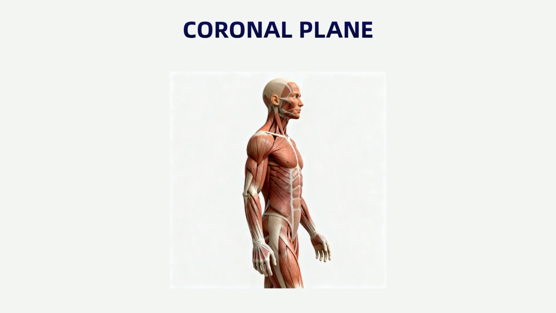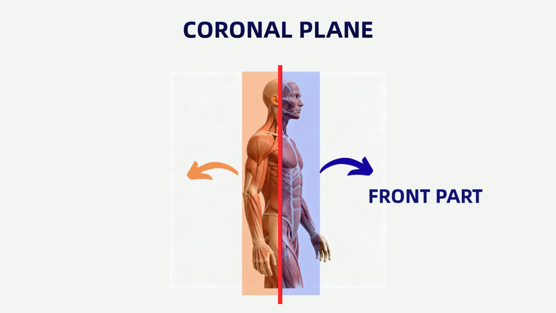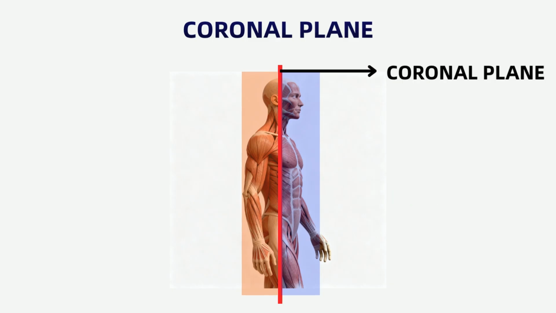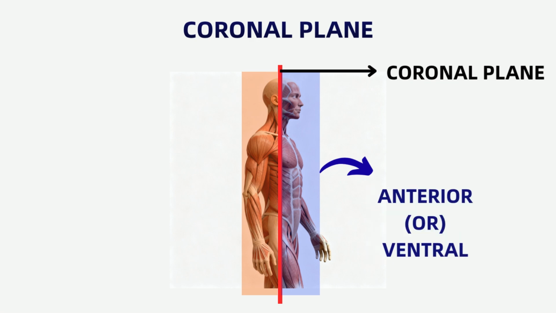Now let's talk about coronal plane. Imagine a big glass sheet passing vertically through your body from side to side. This divides you into a front part and a back part. That's the coronal plane. It is also called the frontal plane. Everything in front of this plane is called anterior or ventral, which is the front side of the body. And everything behind it is posterior or dorsal, which is the back side of the body.